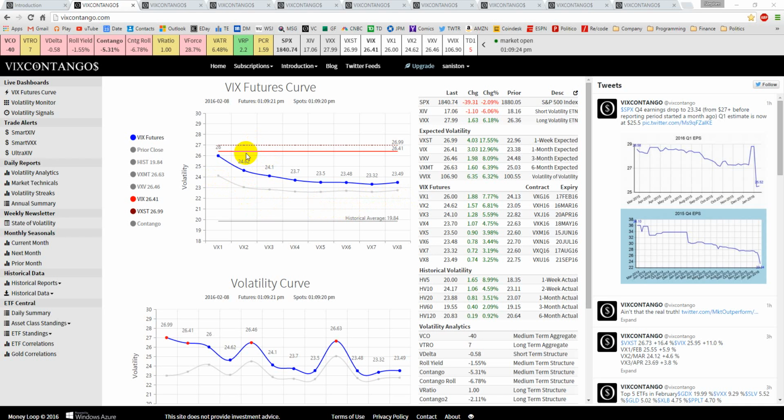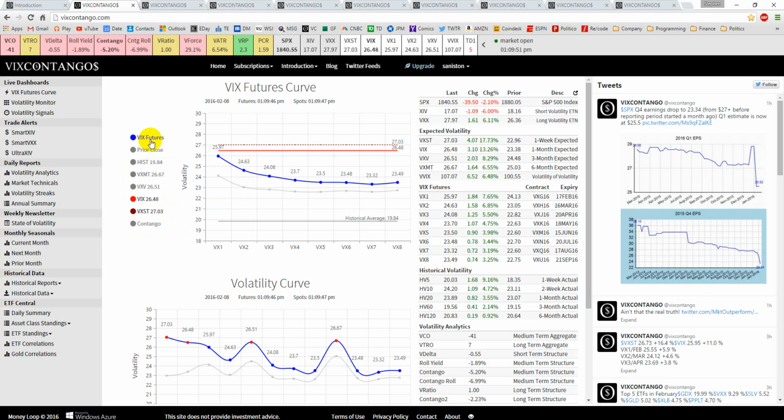So the VIX is the red line, the VXST is the dashed red line. You can also turn on to see the VXV in a yellow line. It's very close to the VIX line here. And the VXMT, the 6-month expected volatility index, again with a yellow line. You can also select to see the contango. This is the difference between the VX1 and the VX2 futures.